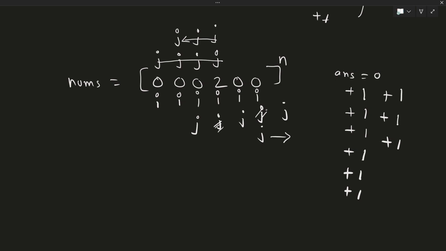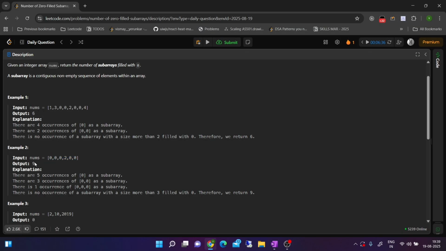Okay, so let's try to calculate our answer. It is 1 2 3 4 5 6 and 7 8 9. So the answer is 9. Let's see if it is the correct answer. So yeah, indeed it is 9.